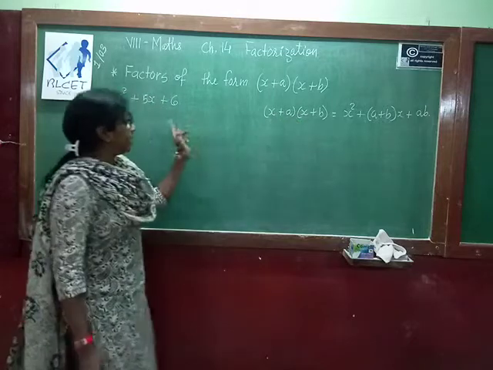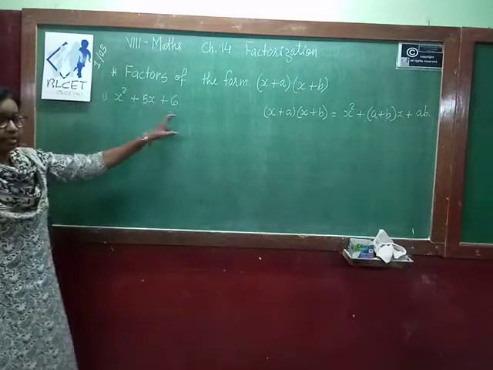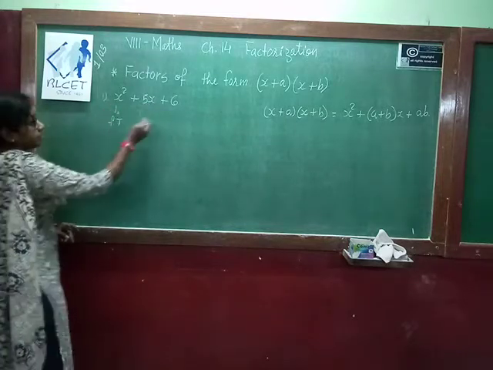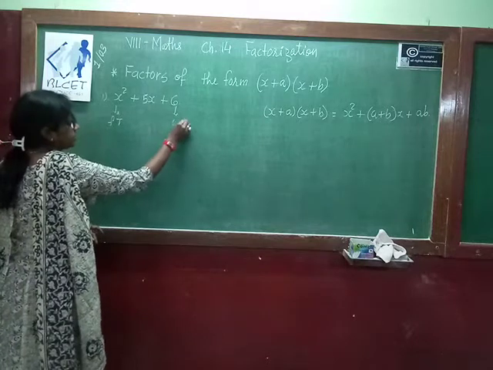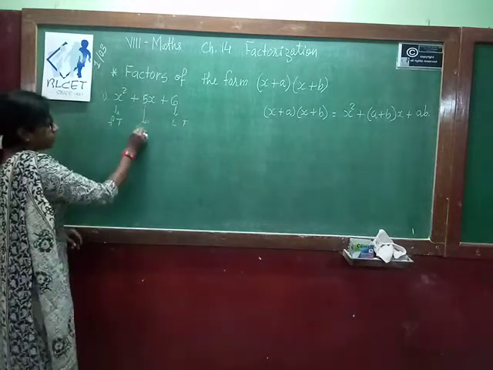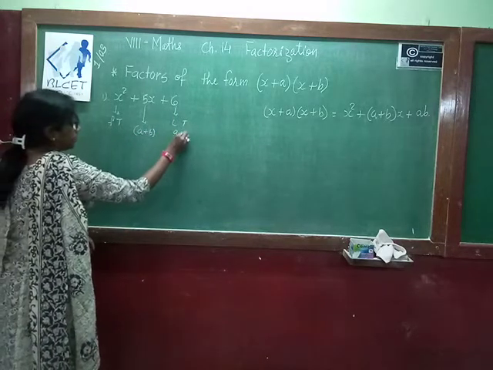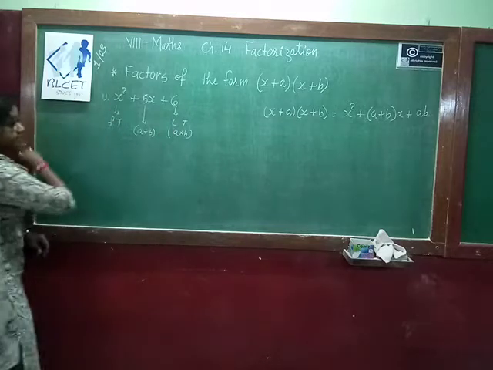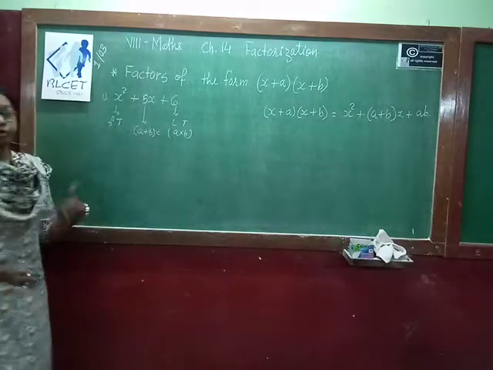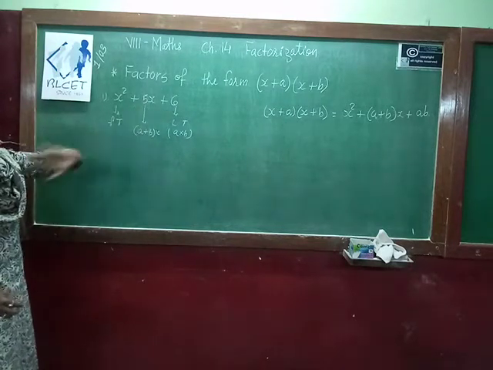So if you compare this, the question is x squared plus 5x plus 6. So your x squared is your first term, 6 is your last term, that is a into b, and 5 is your a plus b. This is your a into b and this is as it is. Okay. So now how will you do the factorization of this kind of question?